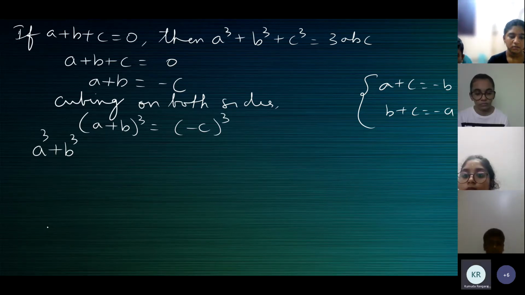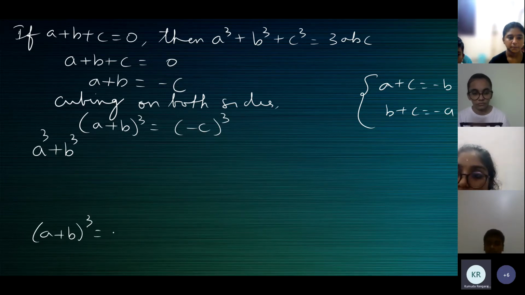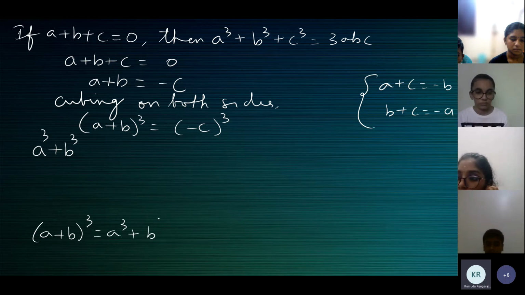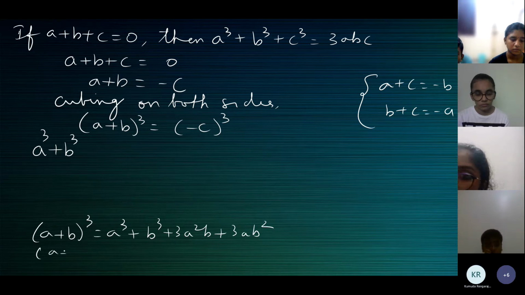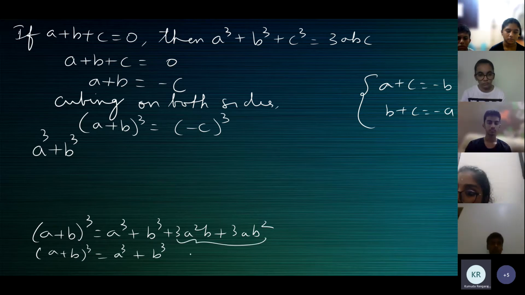Yeah, so now we have learned a plus b the whole cubed in two ways. We know a cube plus b cube plus 3a square b plus 3ab square. And we also know that when we take out 3ab common between these two terms, you will get into a plus b, correct?